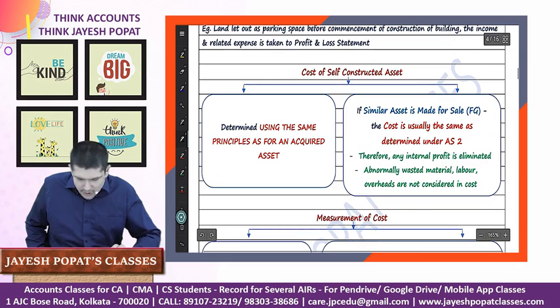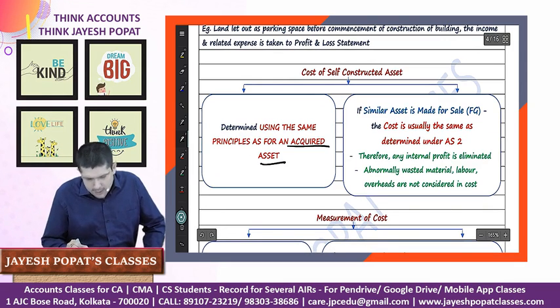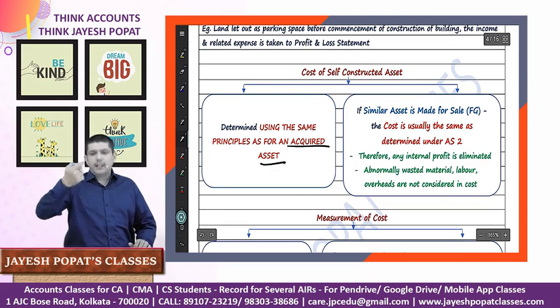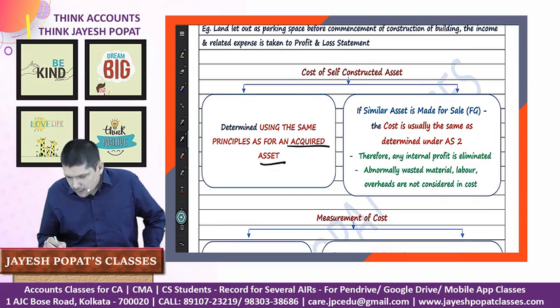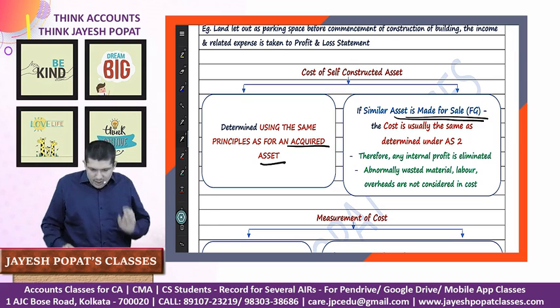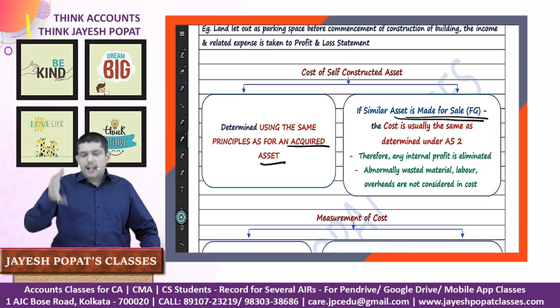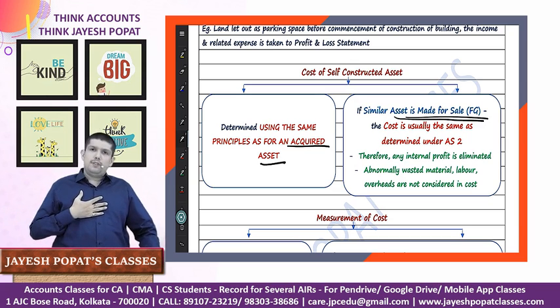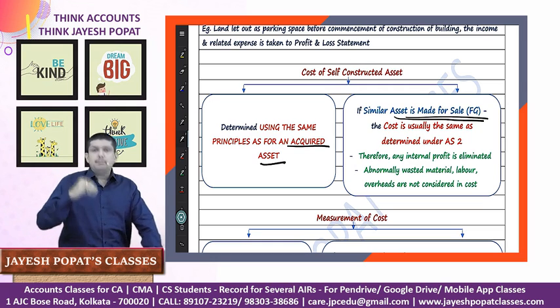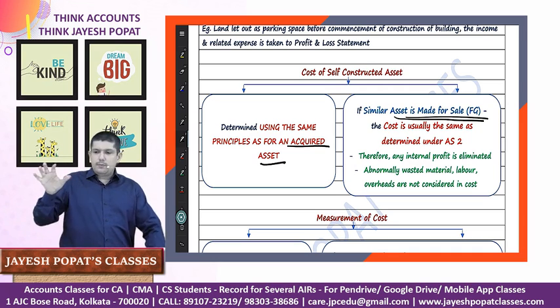Then cost of self-constructed asset, right? You need to determine the cost using the same principle as the cost you determine for an acquired asset. If there is a similar asset which is made for sale, means let's say I am into construction of buildings and now I am constructing my own office building, right? The same principles which I use, or maybe I can give you another example would be better.